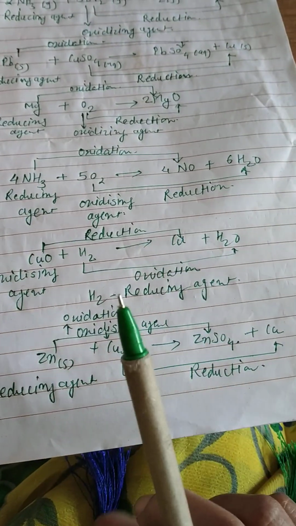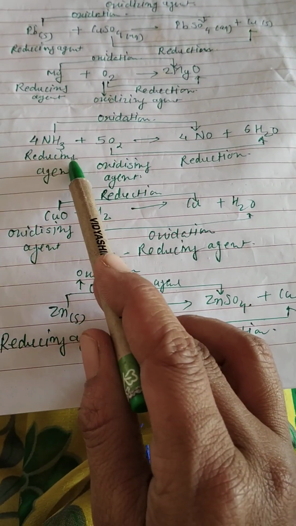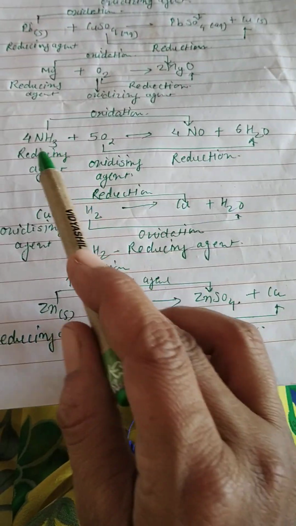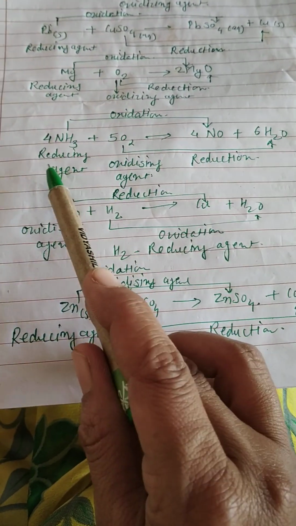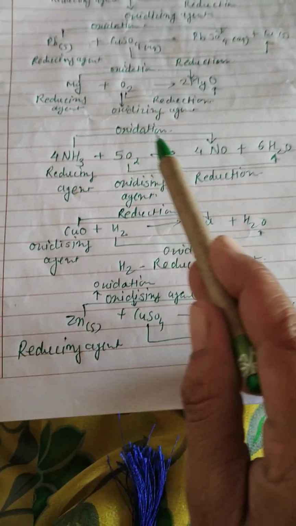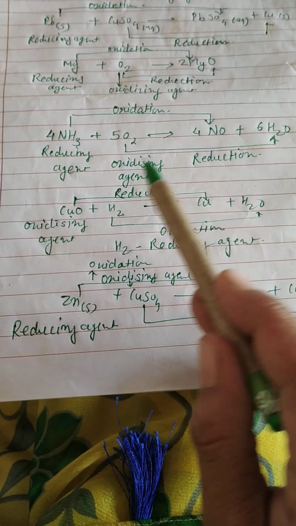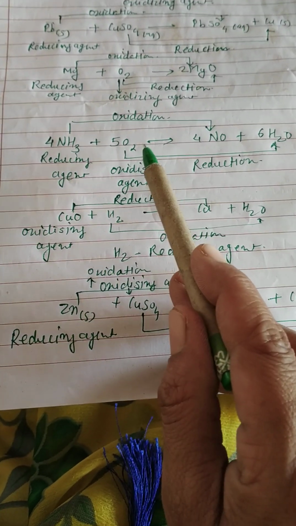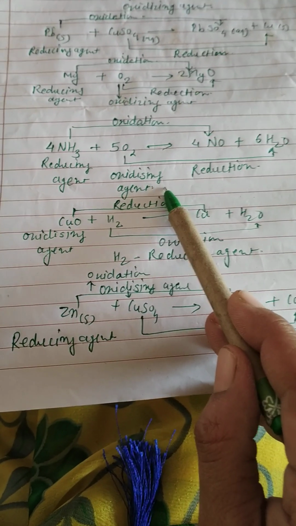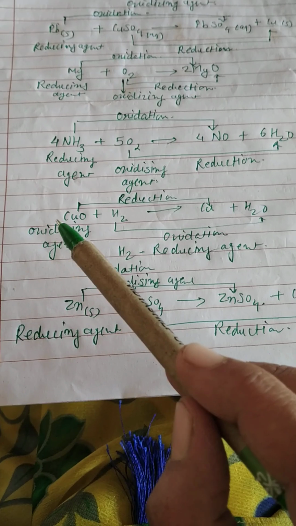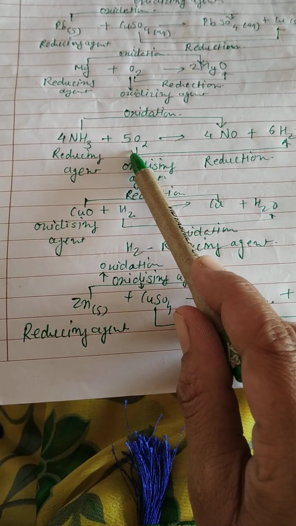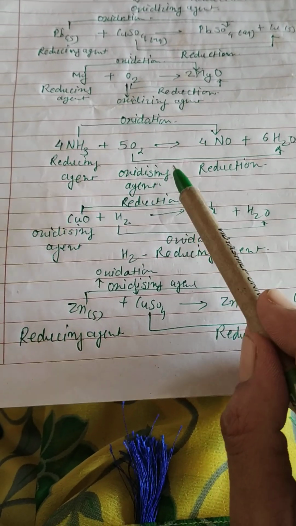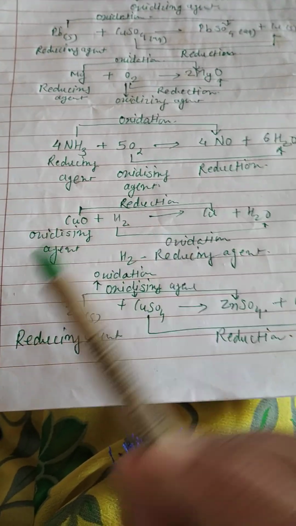In the next reaction, we have 4NH3 plus 5O2, which gives 4NO plus 6H2O. Now NH3 undergoes oxidation, so it will act as the reducing agent, and the reactant that undergoes reduction will act as the oxidizing agent. So here NH3 is the reducing agent and O2 is the oxidizing agent. When writing the oxidizing agent or reducing agent, there is no need to write how many molecules there are. No need to write 5O2 as the oxidizing agent. We just mention oxidizing agent equals O2.